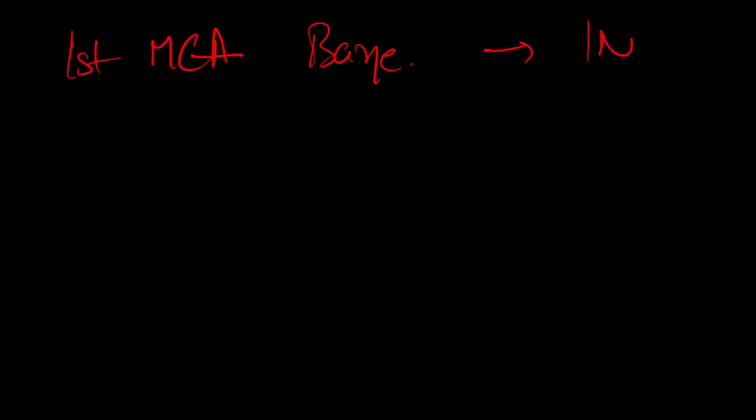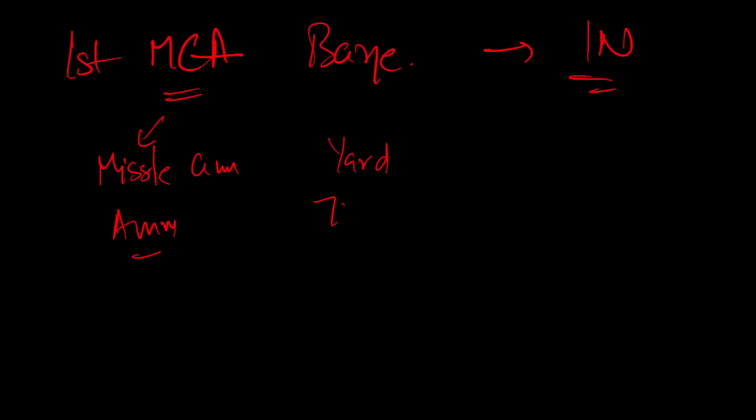Next, remember, the first MCA barge launched by the Indian Navy. What is MCA? MCA stands for missile cum ammunition. This was the MCA barge Yard 75 that was launched recently at Visakhapatnam, Andhra Pradesh.